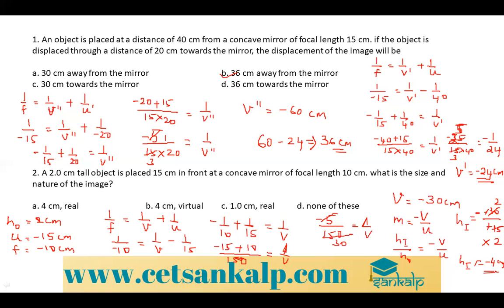So minus 4 centimeter means the height of the object is 2 and the height of the image is 4. So it is magnified, right? So it is inverted. Since it is inverted, it is a real image only. Okay. So option A. So height is 4 centimeter. It is a real image.